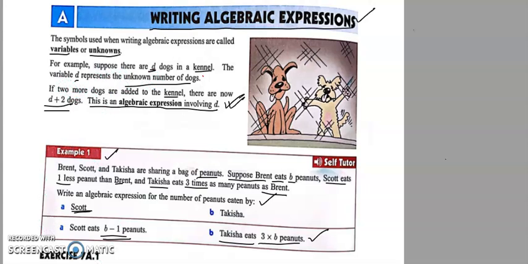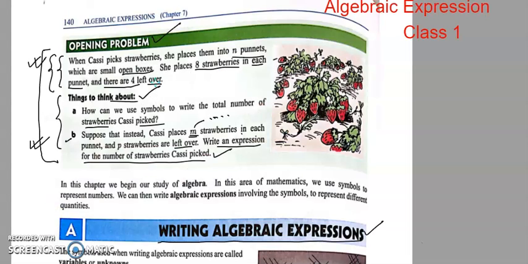Here is our opening question. When Cassie picks strawberries, she places them into n punnets, which are small open boxes. If she places s strawberries in each punnet, there are n number of punnets, 8 strawberries in each, and 4 are left over. 4 are left over.